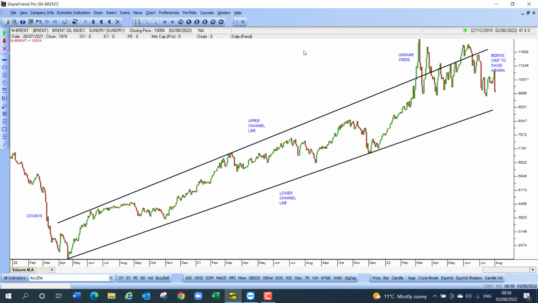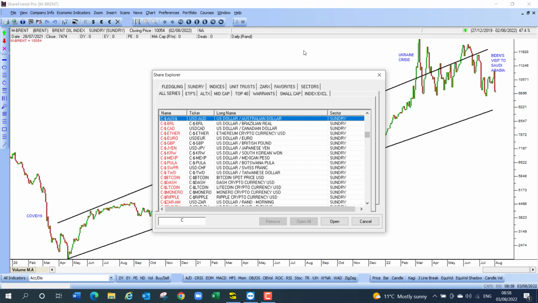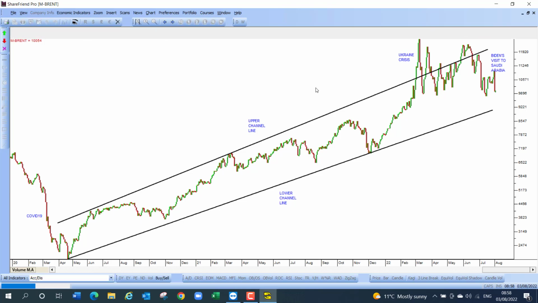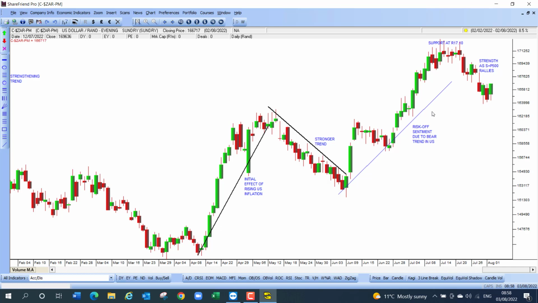All right, let's turn our attention to the rand now. I'm just going to put the chart on the screen for you. Okay, there's the chart.